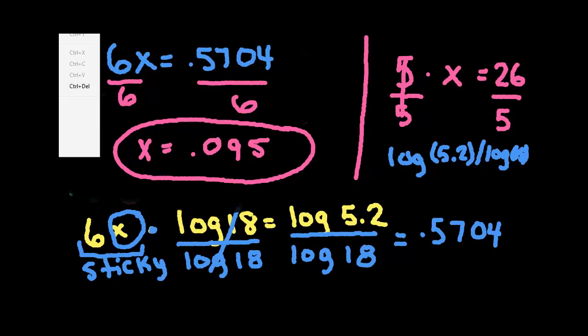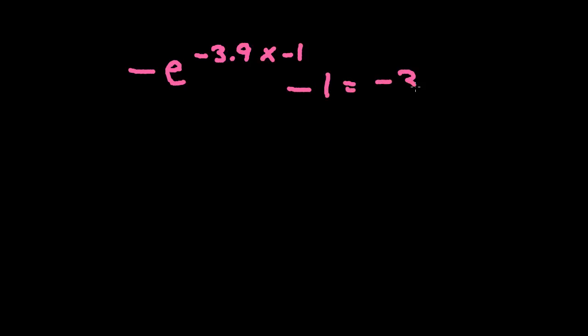All right, let's try another one. The next one I am going to try is negative e to the negative 3.9x minus 1 equals negative 3.